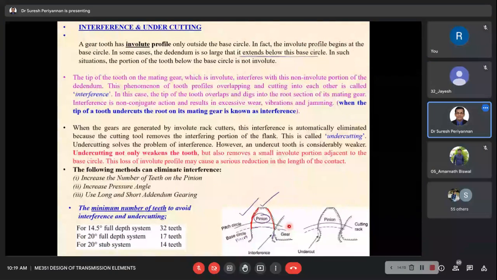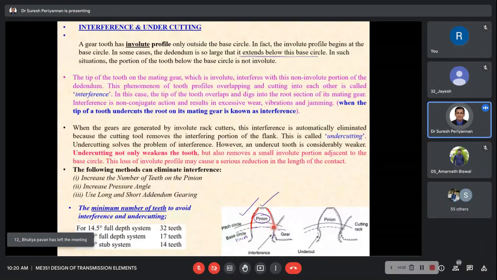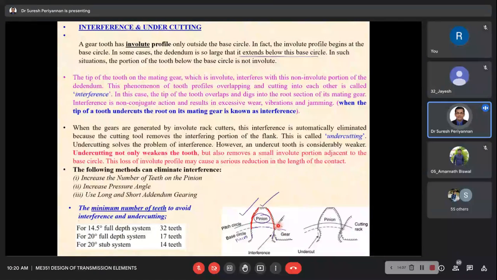The tooth of the gear we considered fully involute. Now this gear tooth interferes with the non-involute portion of the dedendum when the gear teeth is engaged with the pinion teeth. Now this is called interference. This is the phenomenon of tooth profile overlapping. This overlapping and cutting into each other is called interference.